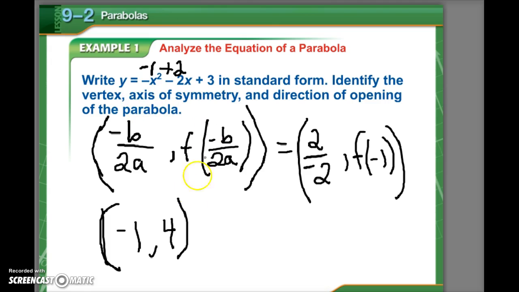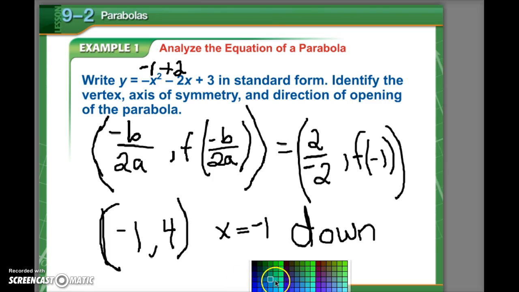My axis of symmetry would be x equals negative 1. And the direction that it opens, since a is negative, it opens down, which means that the parabola, if we were going to graph it, would look something like this. And hopefully it would look a lot prettier when you graphed it, but it's hard to write on here.